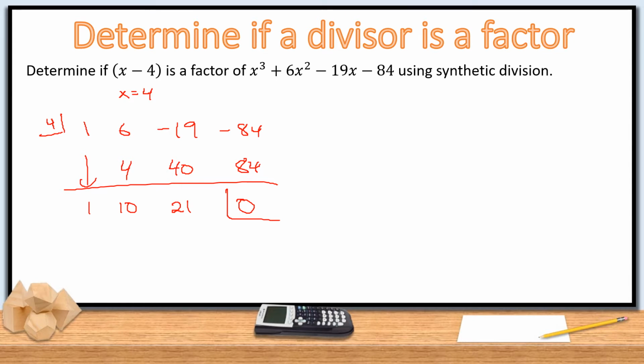So both ways are going to work, but the key is that if you get a remainder of 0, then that number is a 0 of the function, and it's also a factor. So if you're talking about the factored form, it would be a factor of the value.